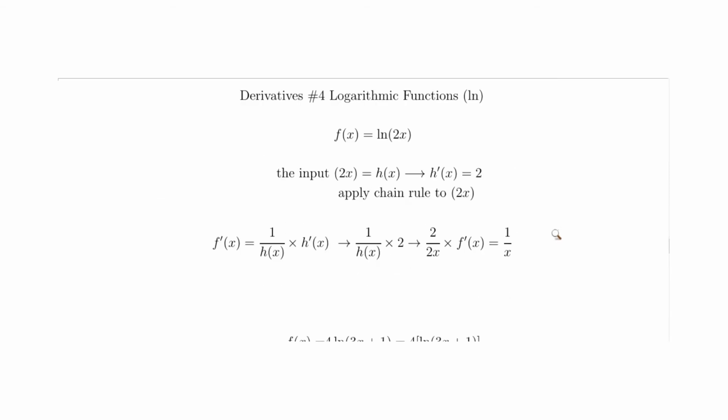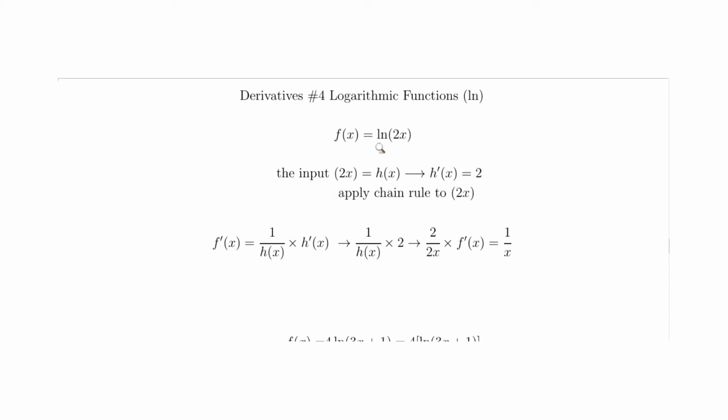So now we're going to look at logarithmic functions, i.e. ln. Here we've got a function ln of 2x. We know that the derivative of ln of x is the reciprocal of the input of the logarithm. So if it's ln of x, it's the reciprocal of x, which is 1 over x. So for ln of 2x, we have to go 1 over 2x and then apply the chain rule to 2x. Our input for the logarithmic function is 2x, so we'll call that h of x, and the derivative of that is 2. So that's our setup, and we're going to apply the chain rule to the 2x.